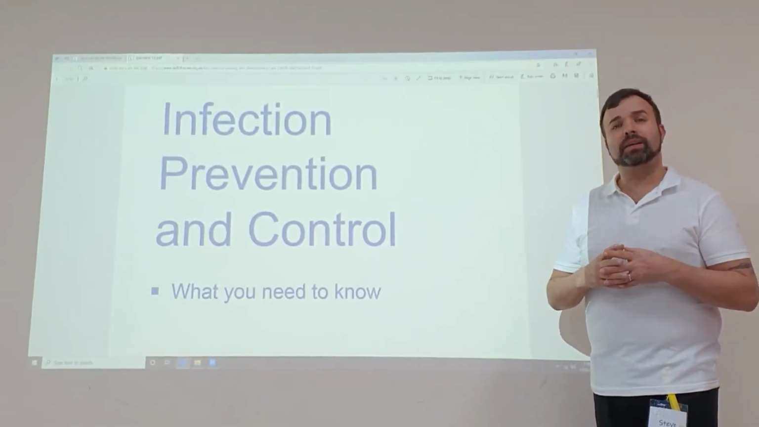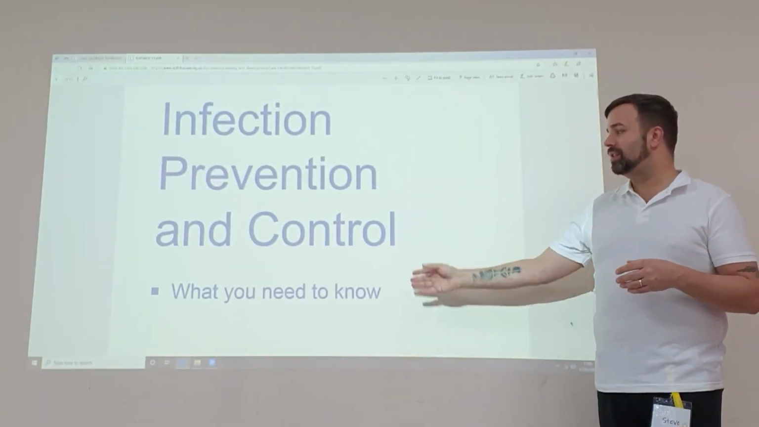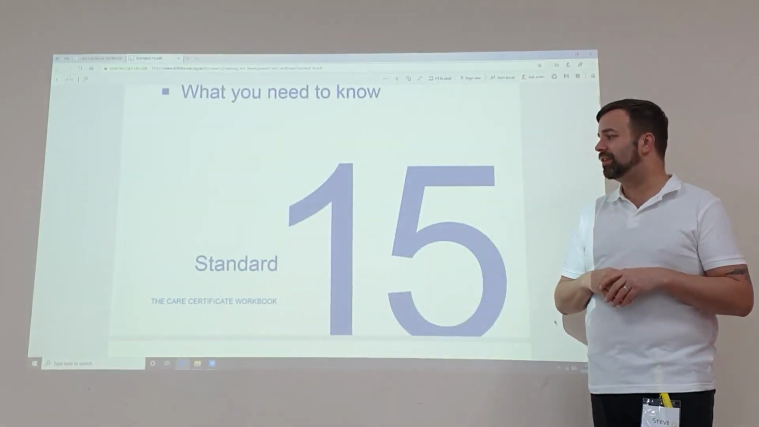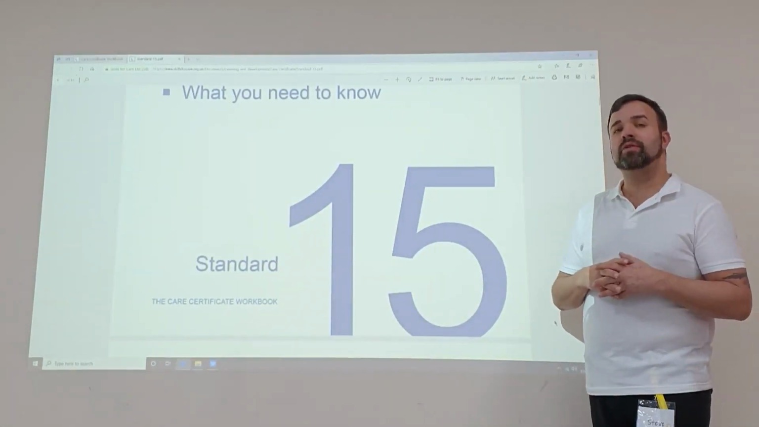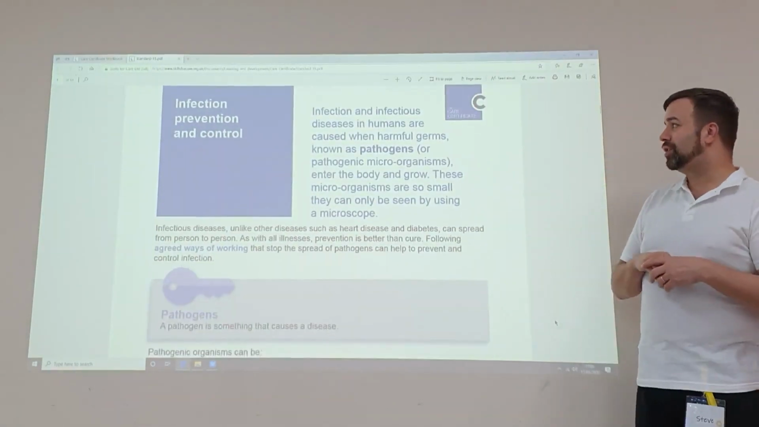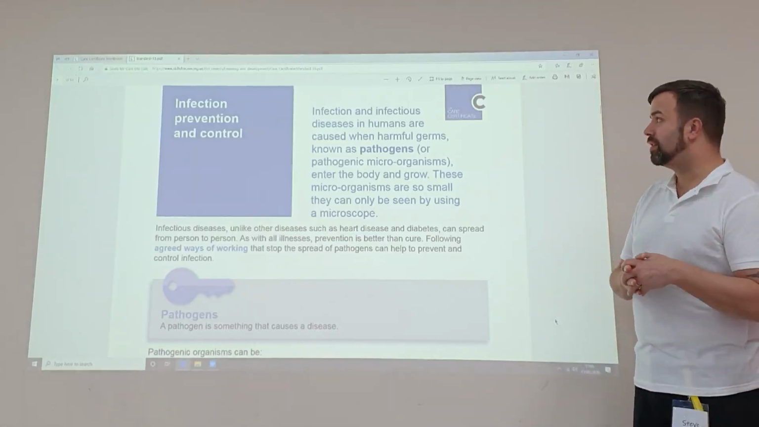Hello and welcome back to Infection Control and Standard 15, which is your final standard in the Care Certificate. So if you've made it this far through, well done, final hurdle. So let's look at infection control and why this is important for us.